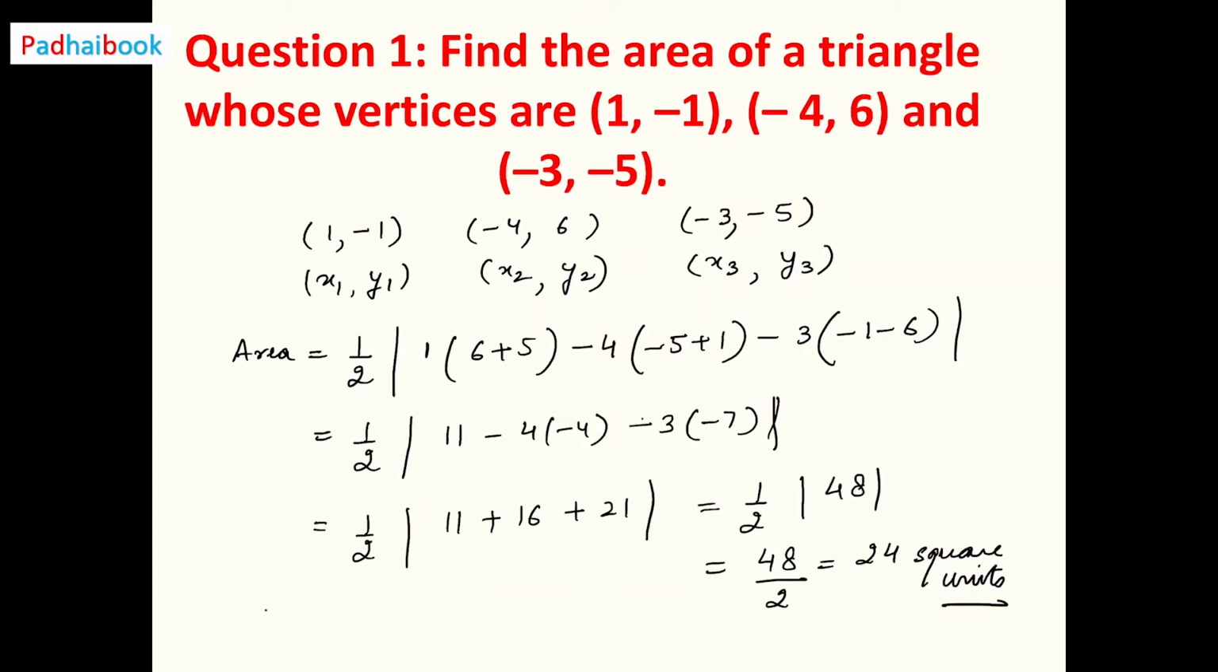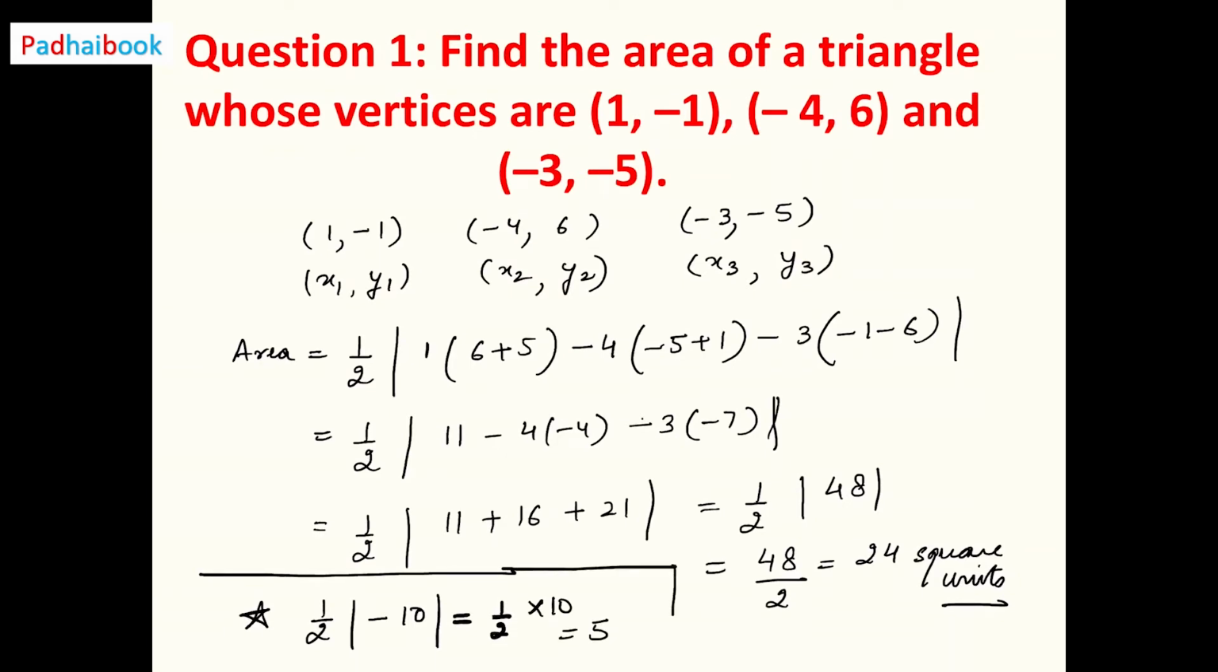One important thing to understand: since the area of a triangle cannot be negative, if suppose your answer is coming out to be half modulus of minus 10, what you will do in this case is take the modulus and make this minus 10 positive, so this will become half into 10, which is equal to 5 square units. So what is the purpose of the modulus? Since the area cannot be negative, that's why we have a modulus sign here. I hope this question is clear to all. So we move to the next question now.